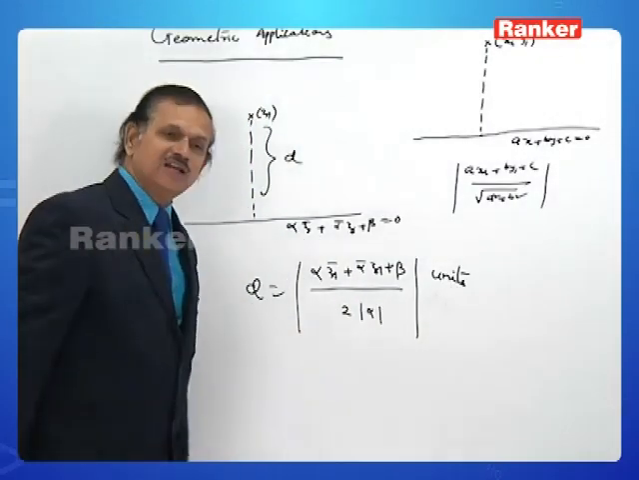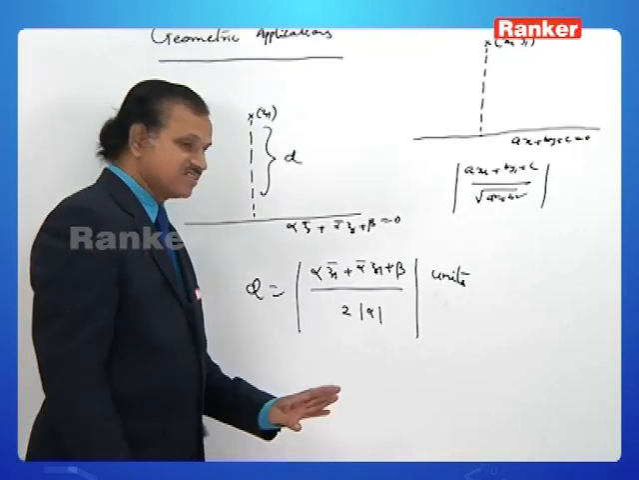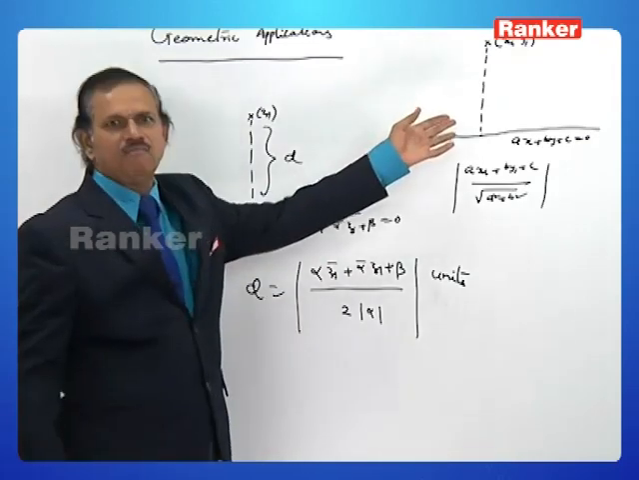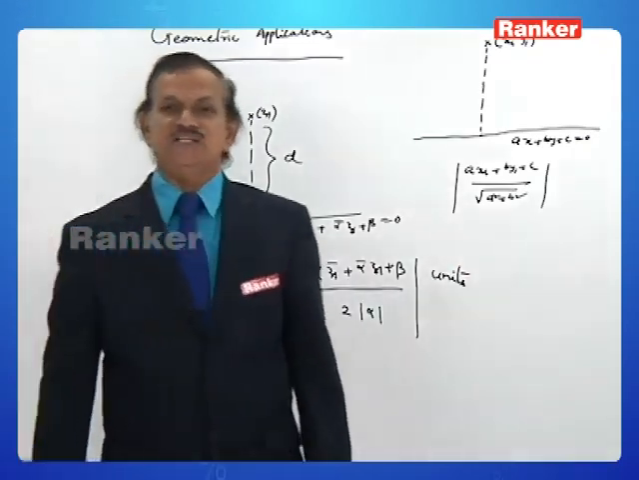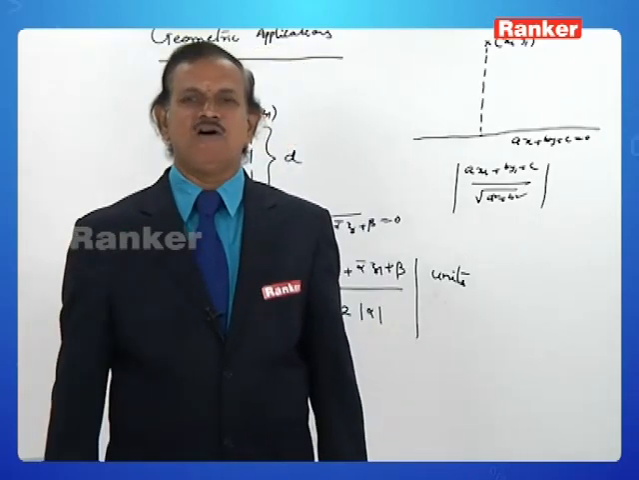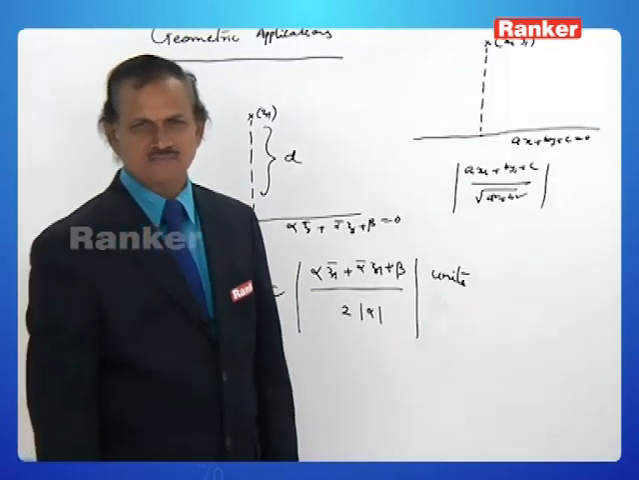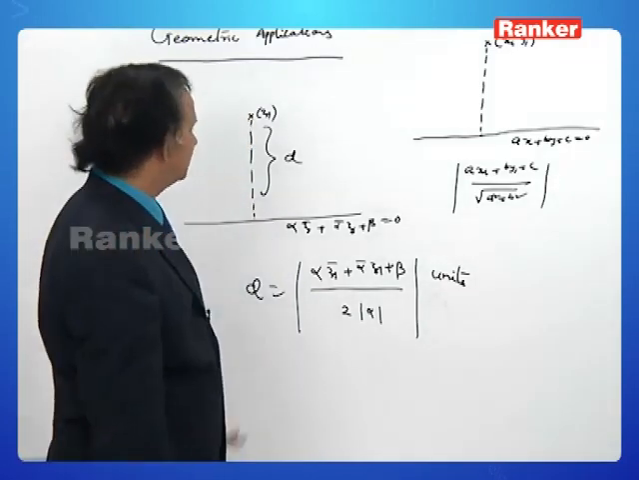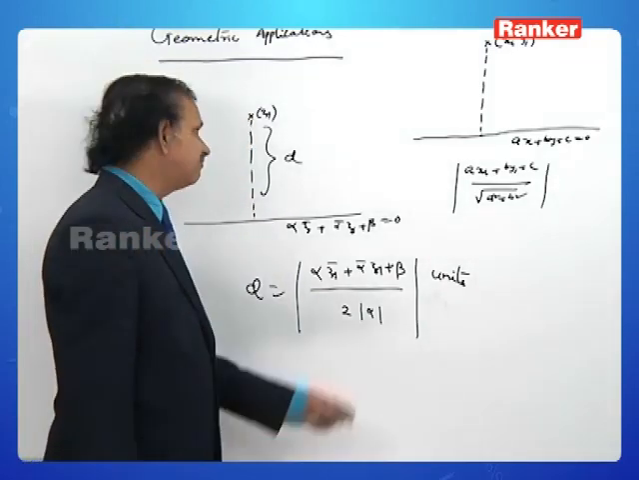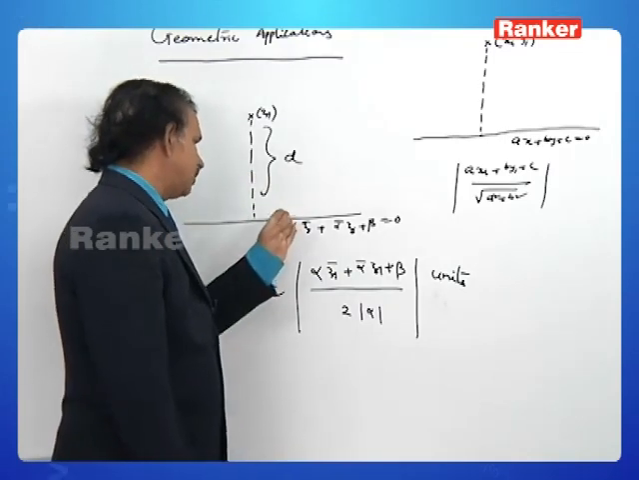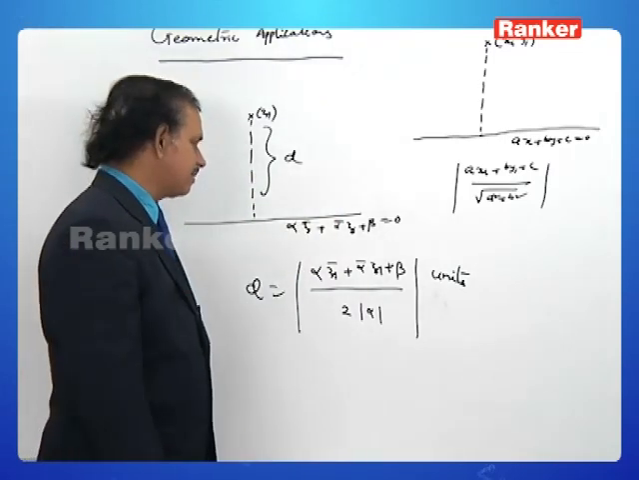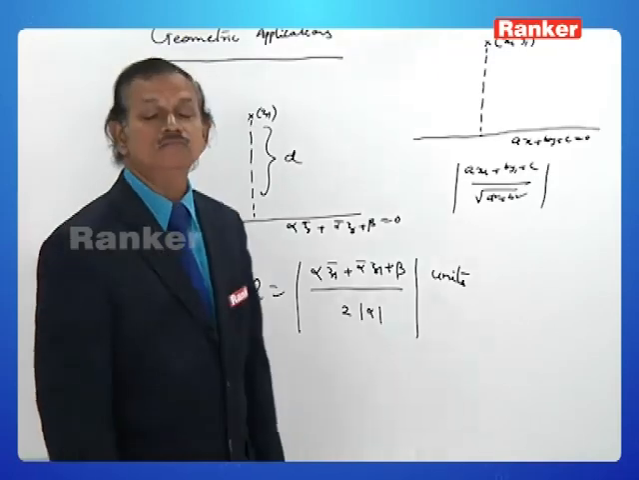This is the beautiful result which can be traced simply by a matter of comparison with the result which we already had in our coordinate geometry, isn't it? Of course. This is the perpendicular distance of the point Z1 from the line alpha z bar plus alpha bar z plus beta is equal to 0. That's all.